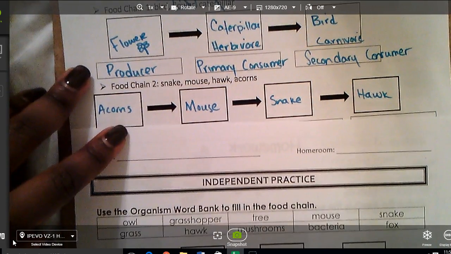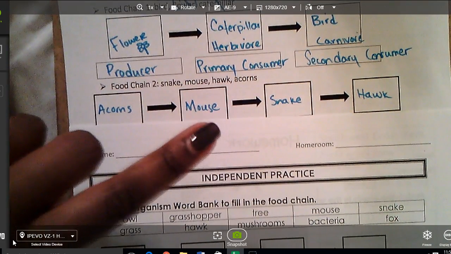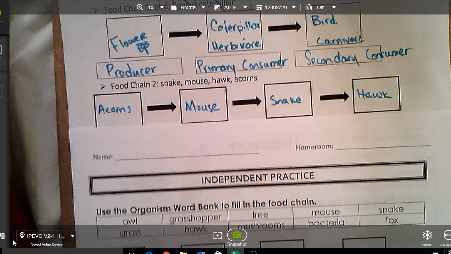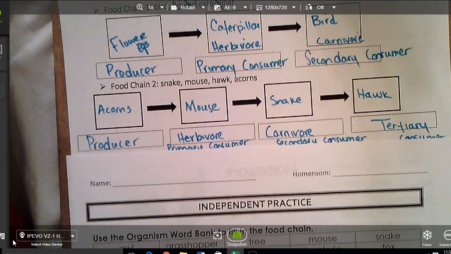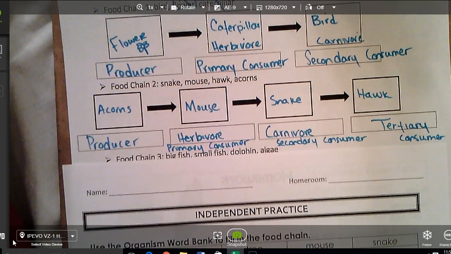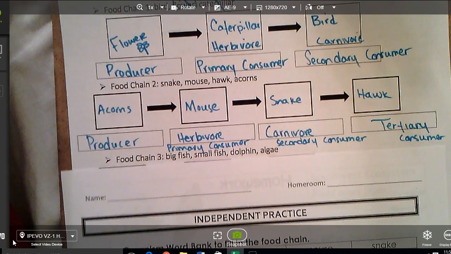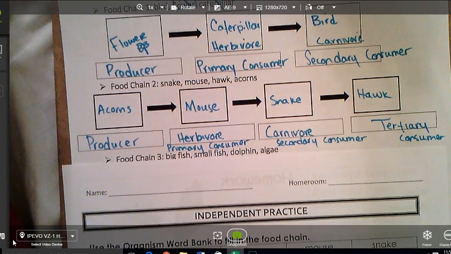You should have said acorns, mouse, snake, hawk. So snaps to you if you got the organisms correct. Now let's see if you got your labels correct. Acorns is the producer, mouse, herbivore, primary consumer, snake, carnivore, secondary consumer, hawk, tertiary consumer.